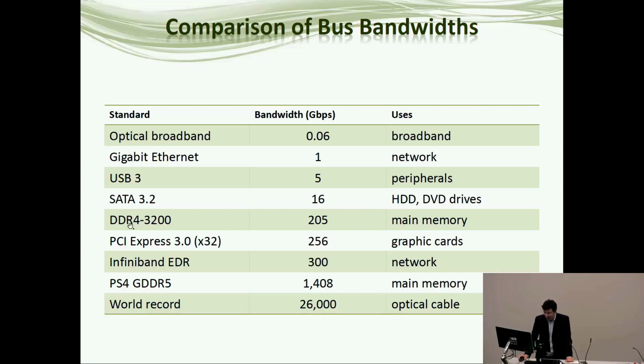This is your memory. This is DDR4 RAM we discussed. This is PCIe. We'll talk about InfiniBand later. This is the PlayStation 4's own memory bus. It's currently leading in the hierarchy. And the world record is 26,000 gigabytes per second. That's 26 terabytes per second if you're using optical systems.